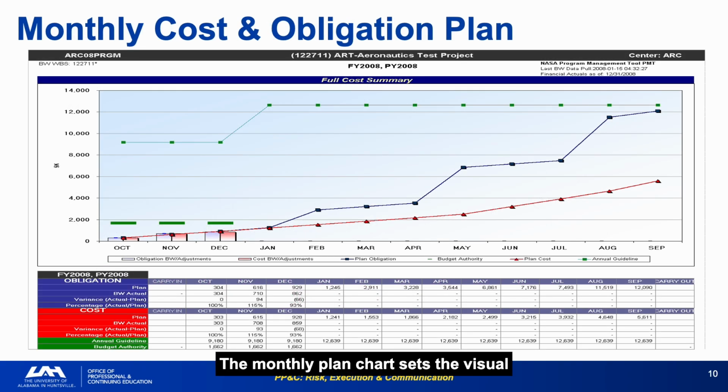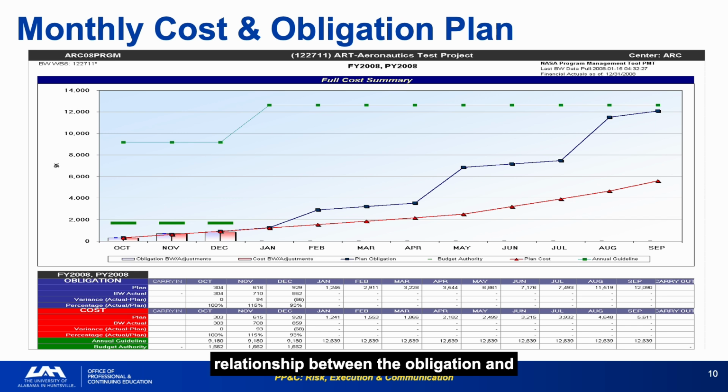The monthly plan chart sets the visual template for budget execution tracking, a plan line and an actual line for both obligations and costs, reviewed every month for 12 consecutive months. The obligation plan will naturally be stair-stepped because you place contracts in chunks, and the cost plan should be smoother because work happens continuously once it is underway.